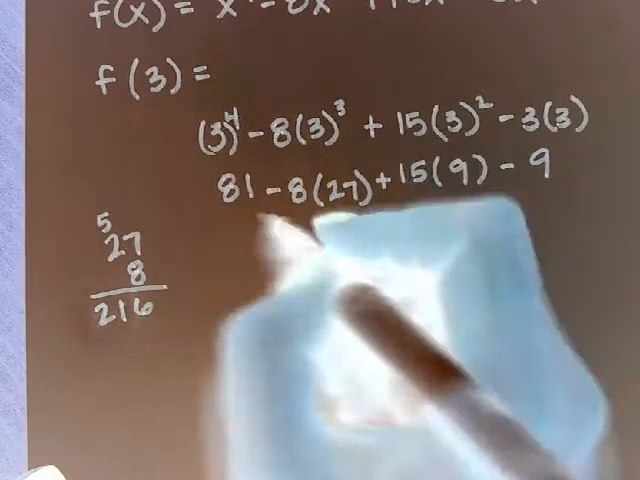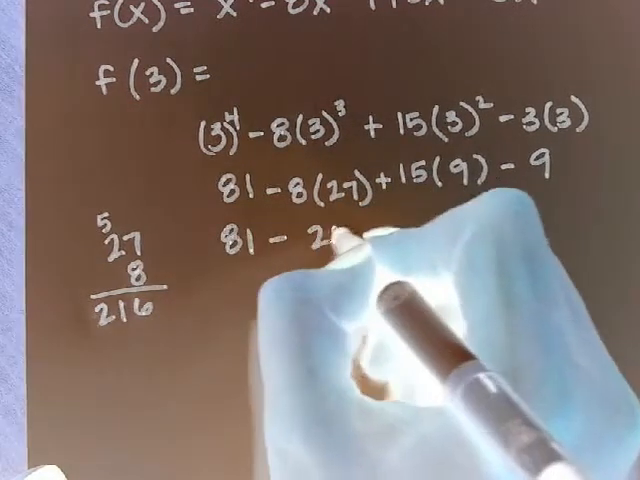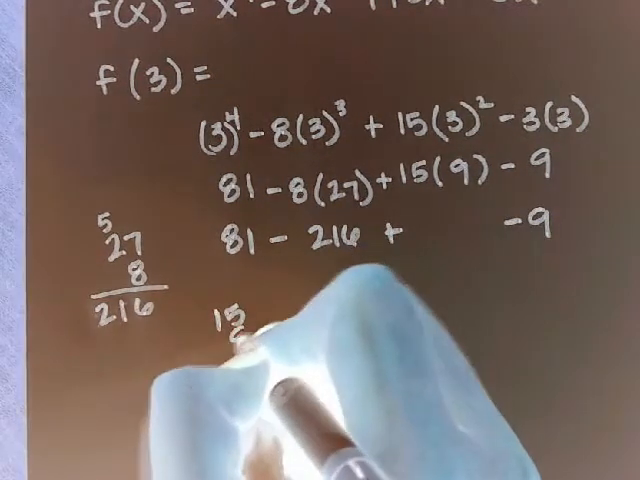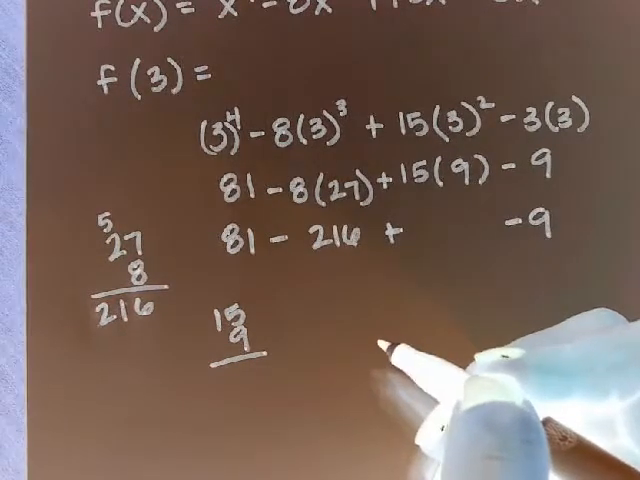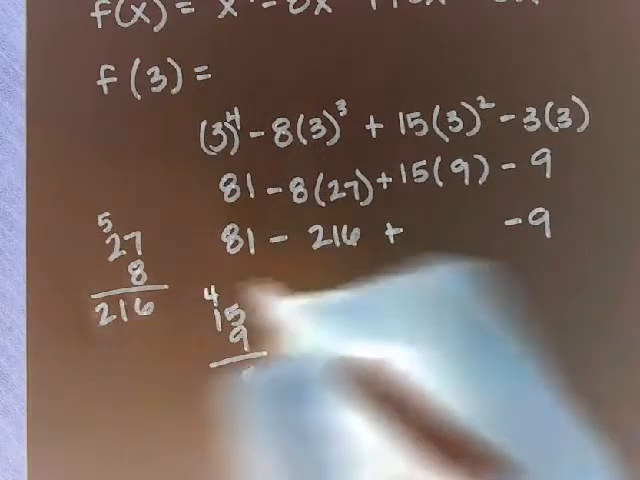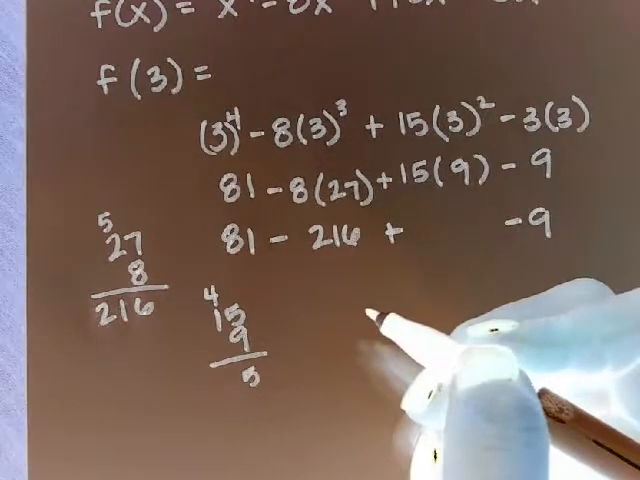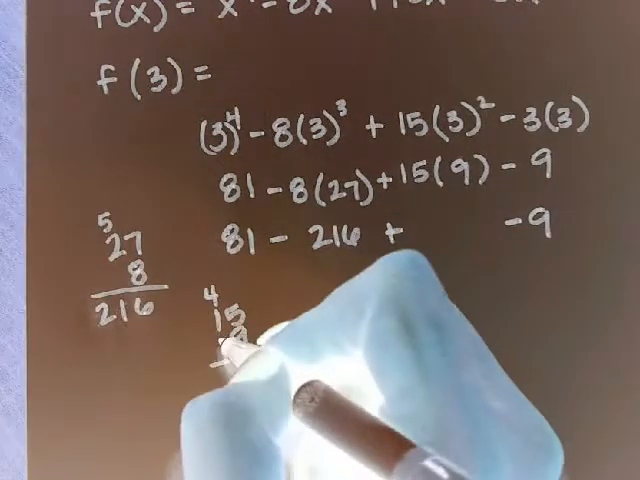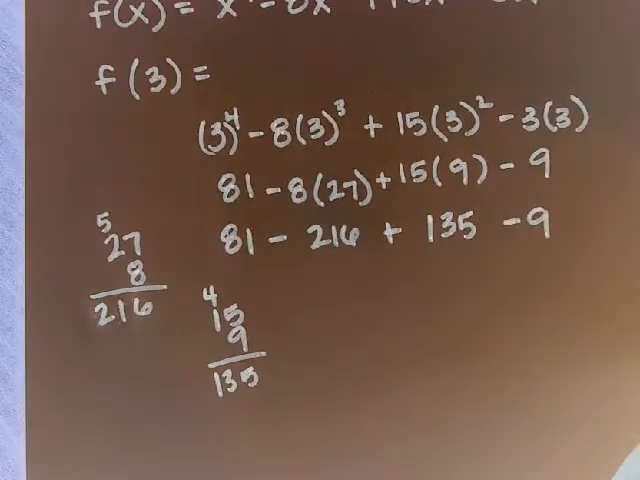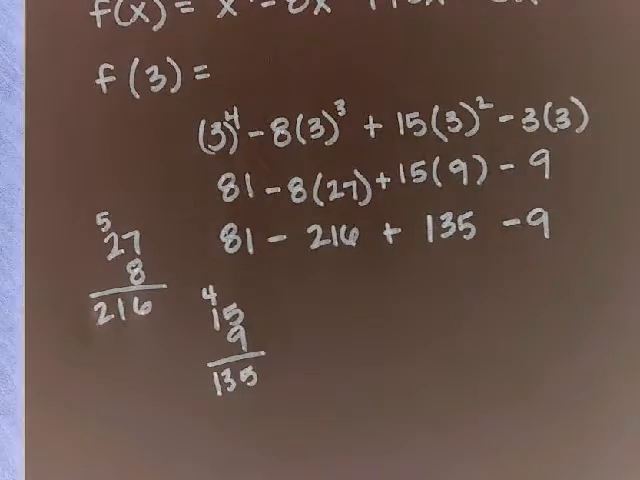So we have 81 minus 216 plus something minus 9. 5 times 9. 9 times 1 plus 4, 135. That's good. I'm not adding all these. I'm not doing that. I already had to do a lot.